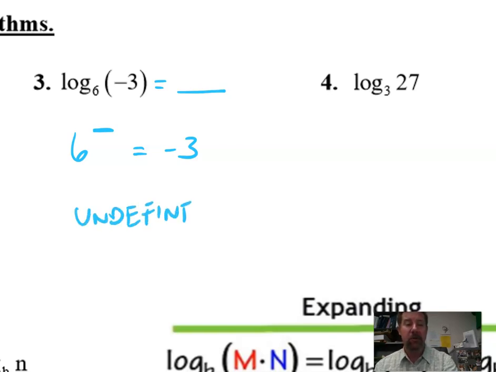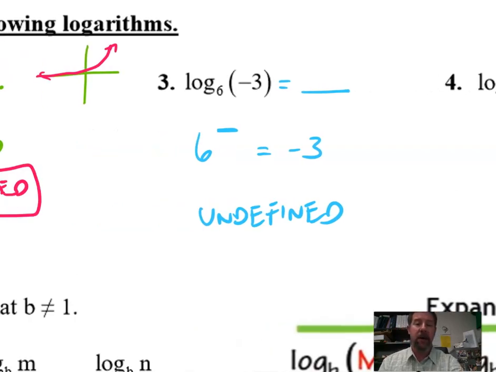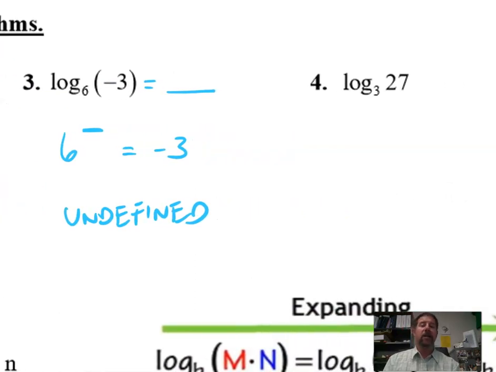Again, that's an exponential growth function. It never goes negative, right? It always stays positive. So that is also undefined. You need to know that you cannot take the log of a negative number.